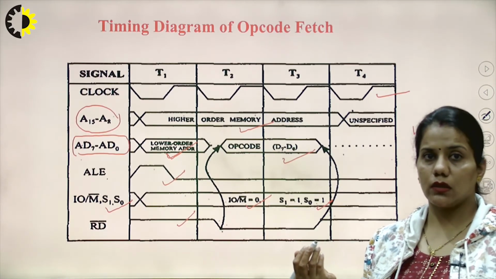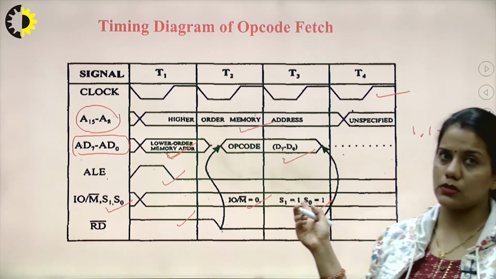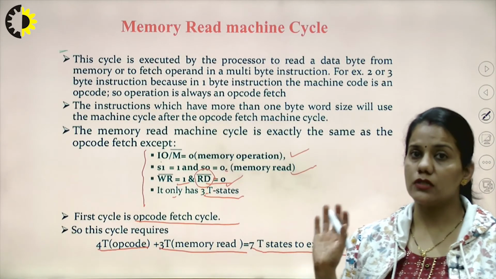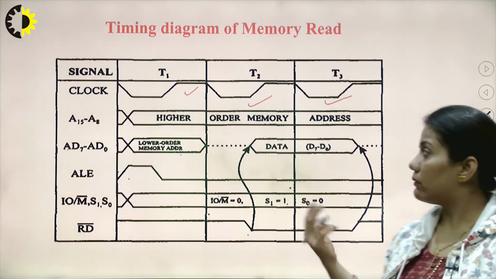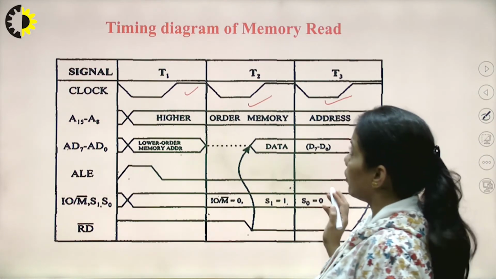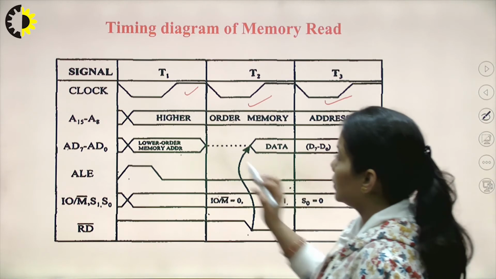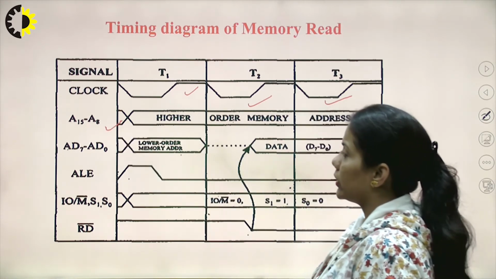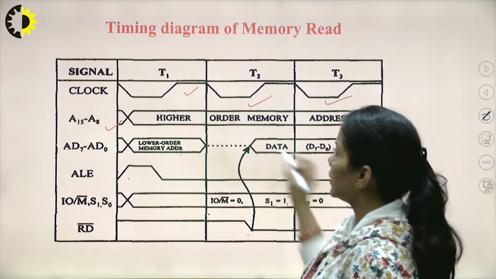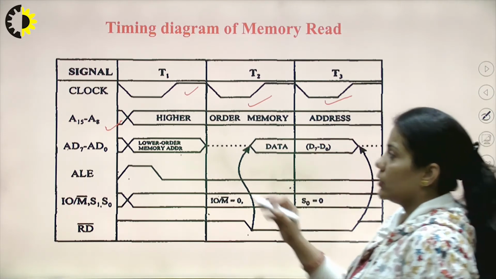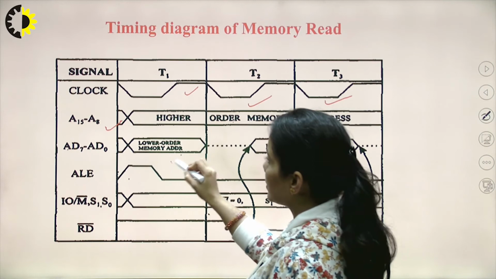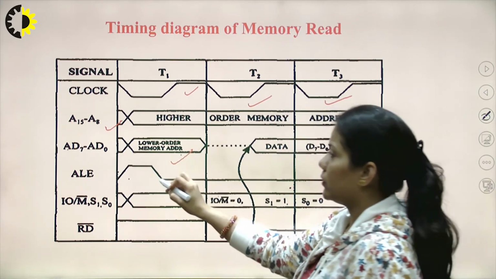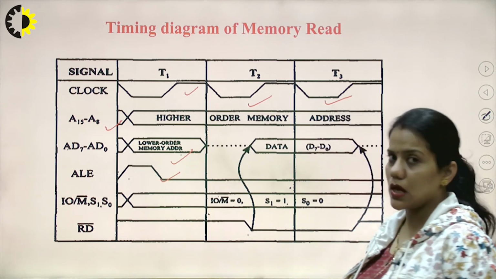I can again show you. This is the opcode fetch machine cycle. Now after these 4 T states, we will have the machine cycle for memory read. In this again, the higher order address bus A8 to A15 will carry the higher order memory address. During the first T state, the lower order memory address is latched, and during this the ALE signal is activated, it's high.